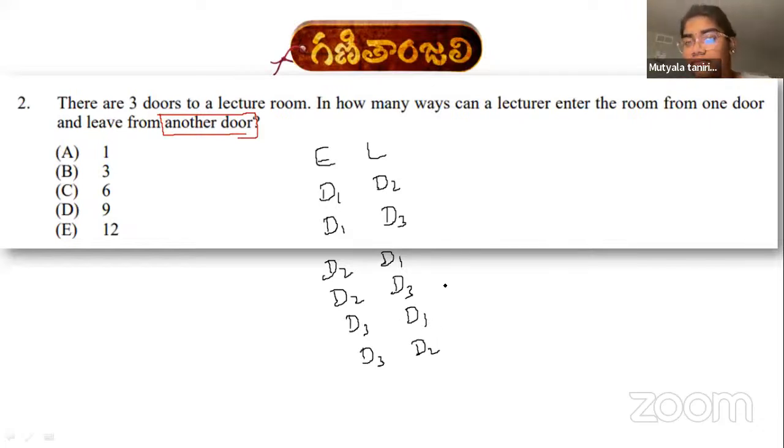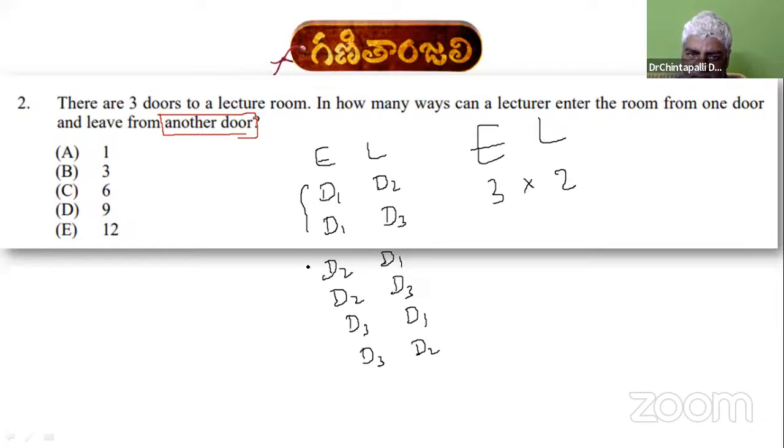That's it. How does the counting principle apply here? Entering, leaving. This can be done in 3 ways, but this can be done in 2 ways only. Because these are the 3 ways, but he can leave from 2 doors only, because one door is used here. The same door cannot be used to leave. That's why, by using the counting principle, 3 2s are 6 only. So the answer is option C.